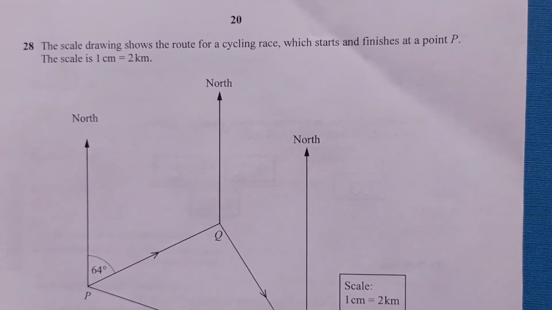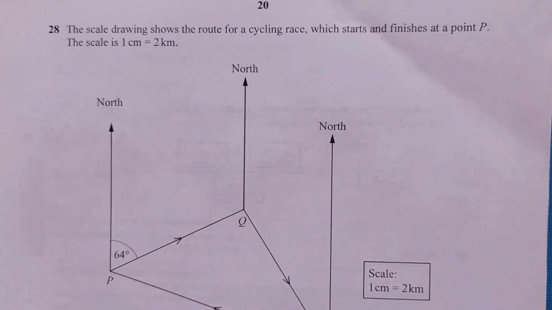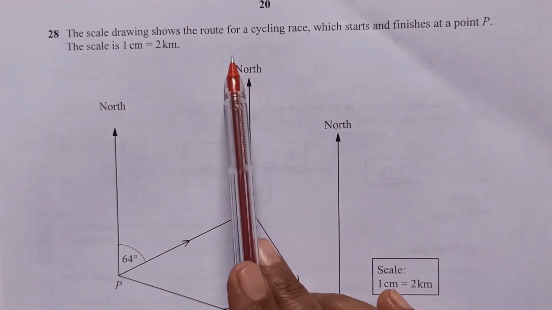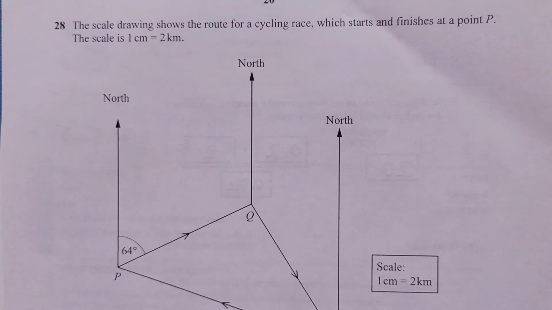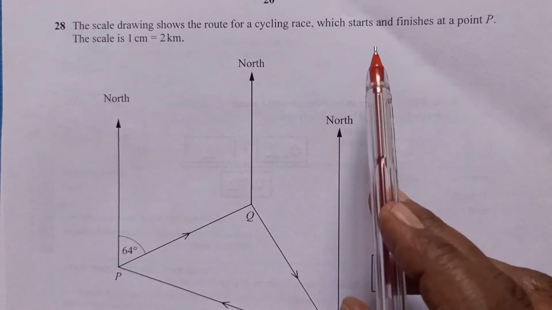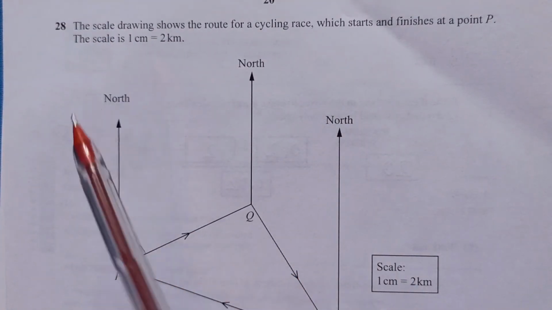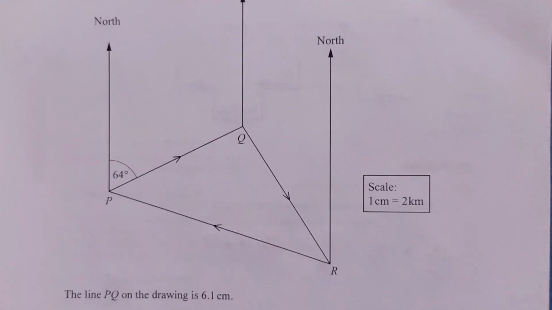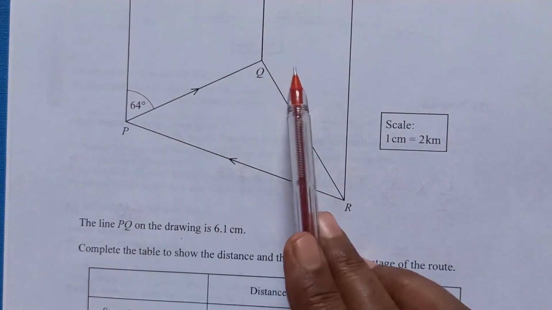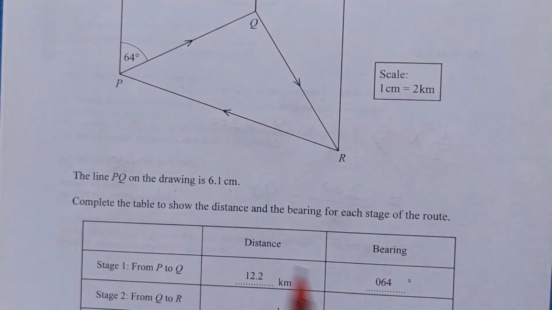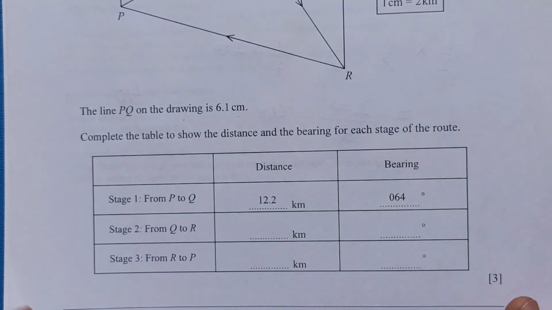Okay, number 28. This is the last question of this paper. So interesting diagram here. The scale drawing shows the route for a cycling race, which starts and finishes at point P. The scale is 1 centimeter to 2 kilometers. So we are given the scale here. The line PQ on the drawing is 6.1. Complete the table to show the distance and the bearing for each of the routes.